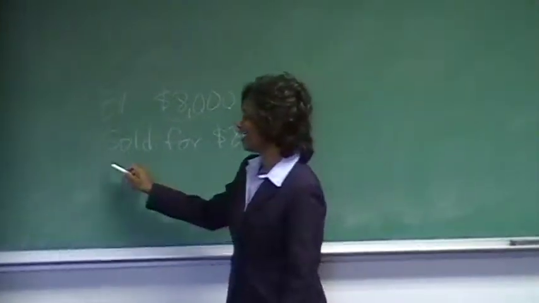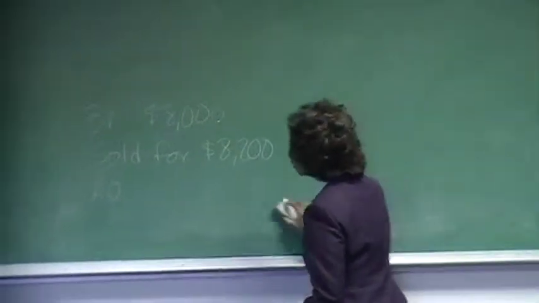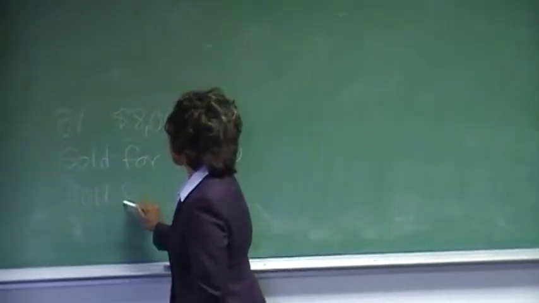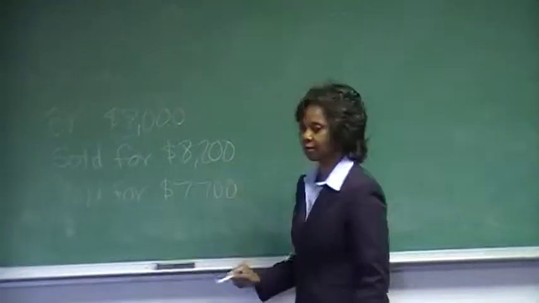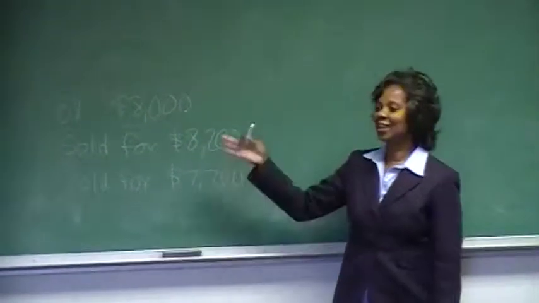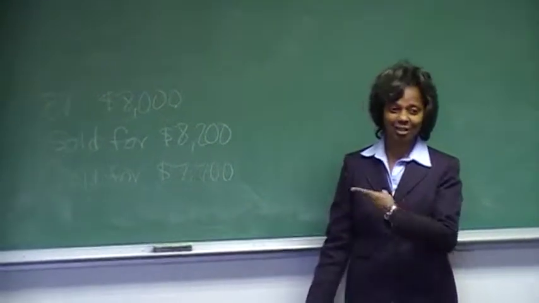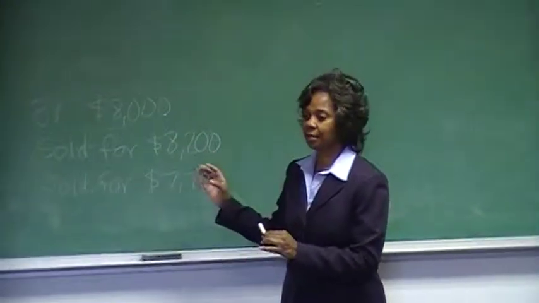Okay, what about a loss? If it's sold for $7,700, would that be a gain or a loss? A loss, because it's sold for less than the book value. Can you tell me how much of a loss? $300. Would you like to see this in your future? Yeah, you're going to see it. This is an easy concept.